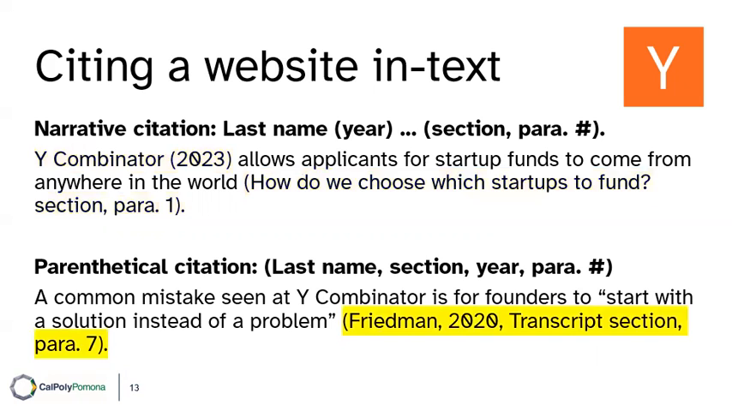In a parenthetical citation, we enclose the author's name and year of publication in parentheses at the end of the sentence. Here, we're citing a Y Combinator startup school video. The person who created the video is Jared Friedman. Because the page includes a transcript of the video, we can cite the paragraph where the quote came from.